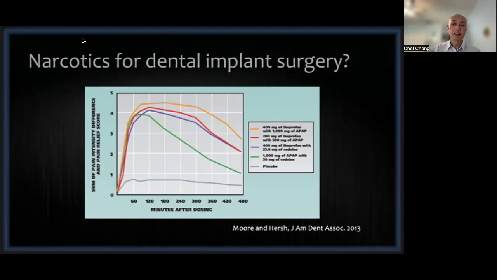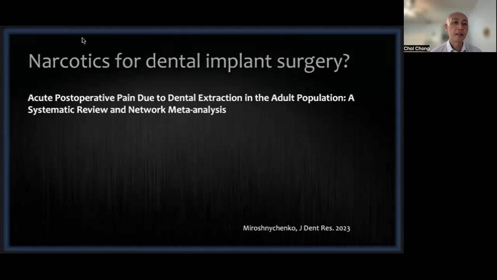In this study, looking at the pain relief different medications can achieve after third molar extractions, we noticed that the combination of ibuprofen and acetaminophen is the most effective at managing pain relief than anything else, including acetaminophen with codeine. Another study that have looked at the management of postoperative pain.